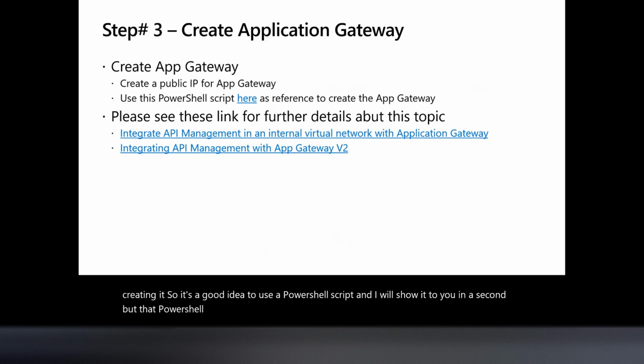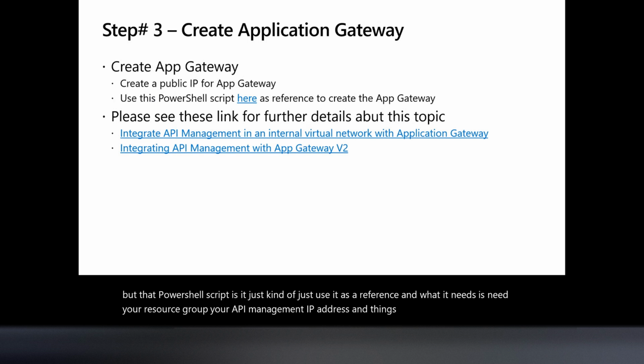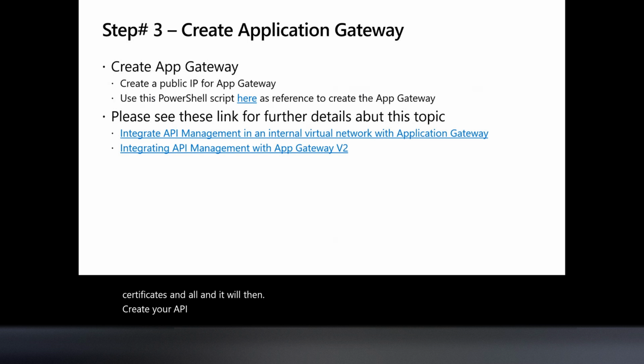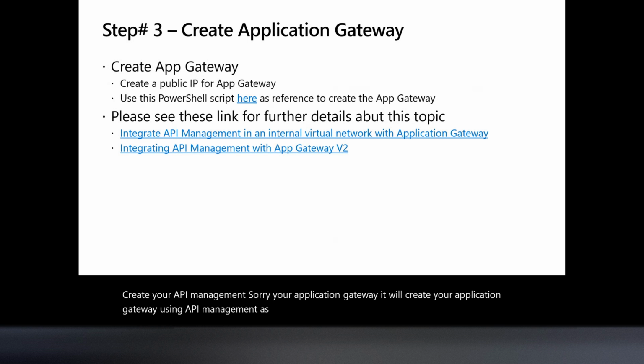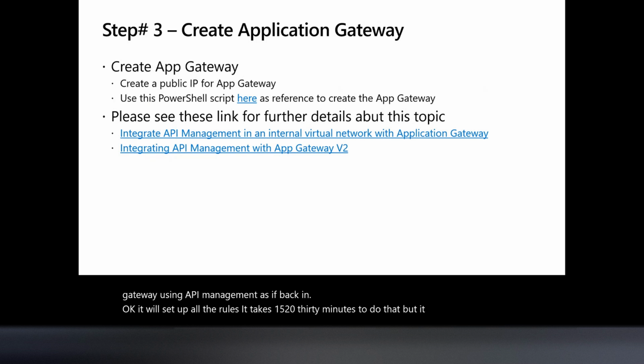Just use it as a reference. What it needs is your resource group, your API management, IP address and things like that, and certificates, and it will then create your application gateway, using API management as its backend. Okay, it will set up all the rules. It takes 15, 20, 30 minutes to do that, but it will create that.